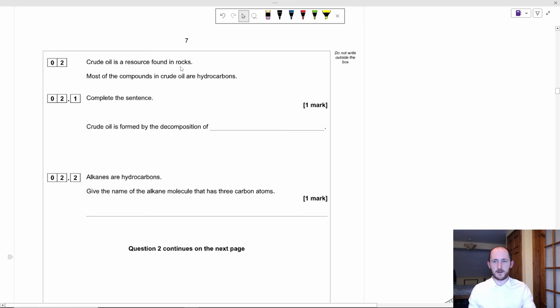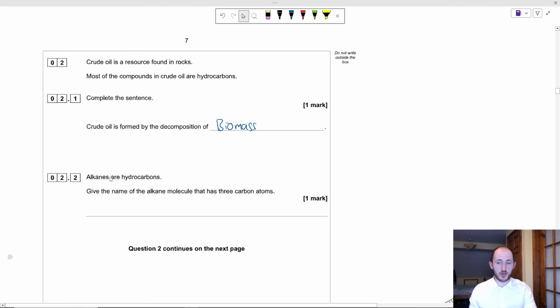So crude oil is a resource found in rocks. Most of the compounds in crude oil are hydrocarbons. Complete the sentence. Crude oil is formed by the decomposition of, you can say, it's essentially just biomass. So anything that used to be alive a really, really long time ago. So dinosaurs, plankton, algae, plants, etc. But the idea is that it's just biomass. And again, a lot of people just say dinosaurs. Not really, because it's not just dinosaurs. There's loads of different species and living organisms that contribute to crude oil.